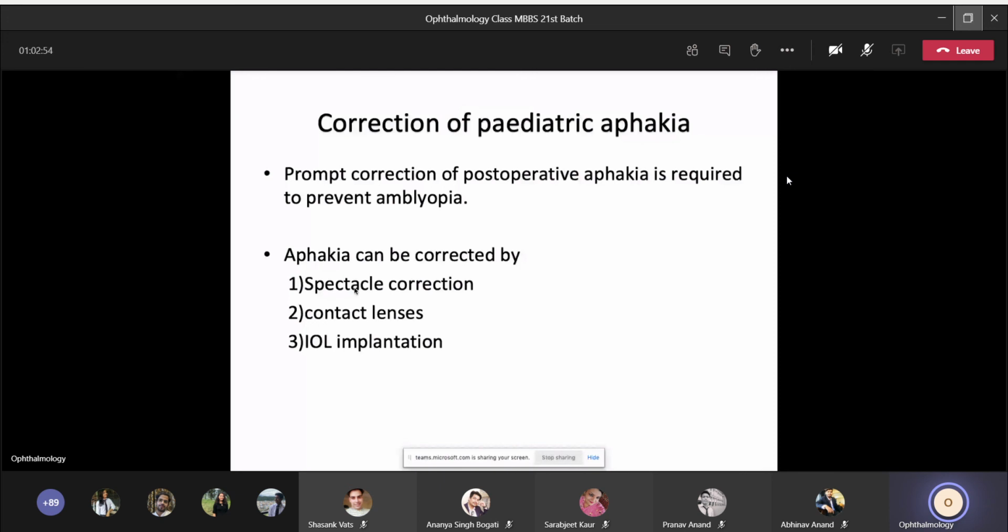The optical correction can be done with spectacles. In Nepal this is the most preferred technique because in developed countries they use contact lenses, but due to concerns of hygiene and the technique involved, most parents in Nepal don't prefer to use contact lenses. So we give only spectacle correction. But in developed countries, they use contact lenses. Once the child is 2 years of age, we can go for secondary intraocular lens implantation.